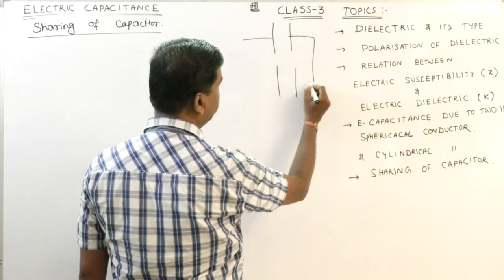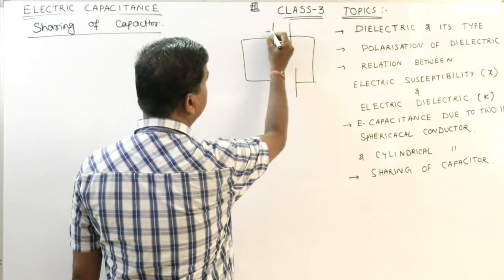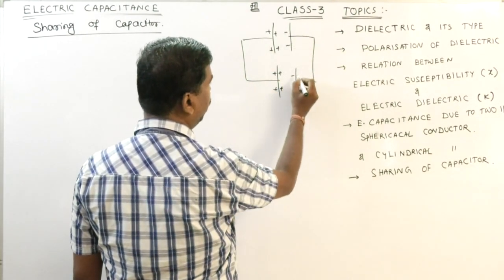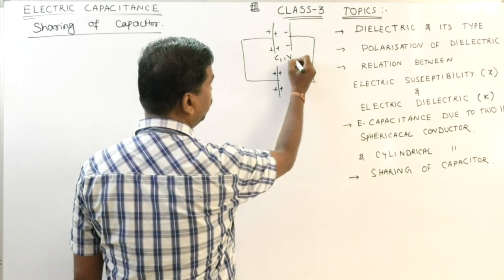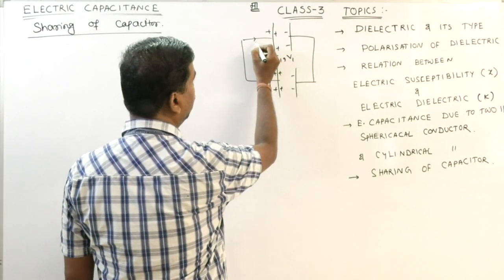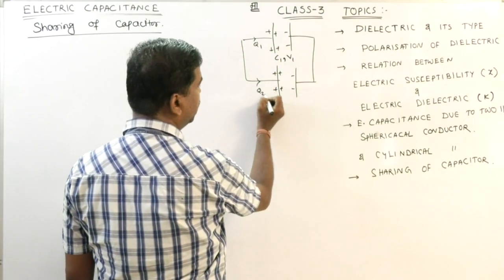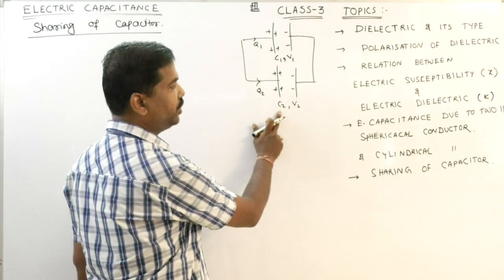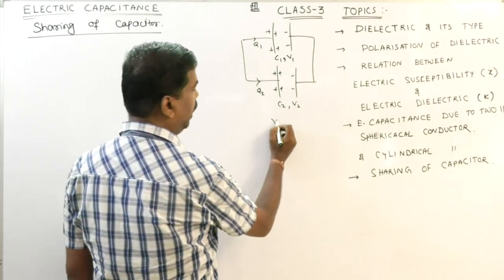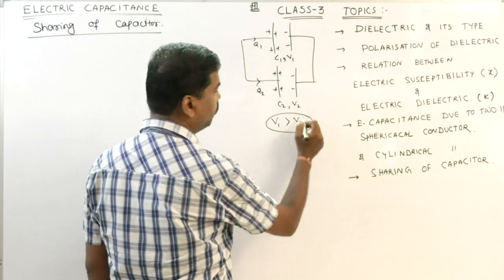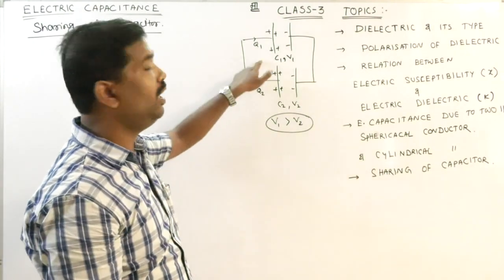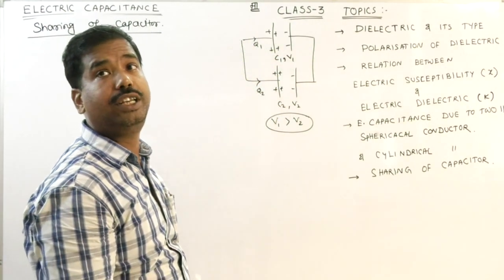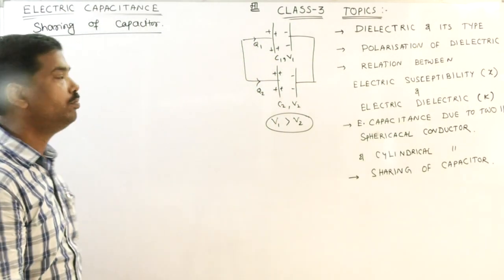Let two capacitors be as shown: this is the positive plate, positive, positive, positive, and negative, negative, negative. This is capacitance C1, potential difference V1, and charge Q1. The other is capacitance C2, charge Q2, and potential difference V2, and V1 is larger than V2. As the two capacitors have different potential, charge flow takes place from higher potential to lower potential, that is from capacitor C1 to C2.